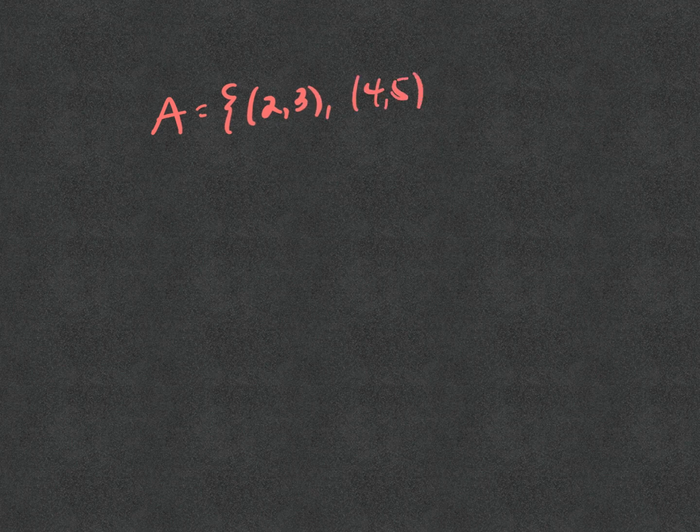Let's look at a couple of examples. Let's start with set A. Set A is the points (2, 3), (4, 5), and (7, -9). This one is a function.